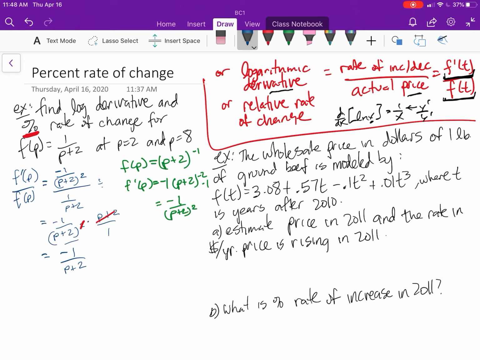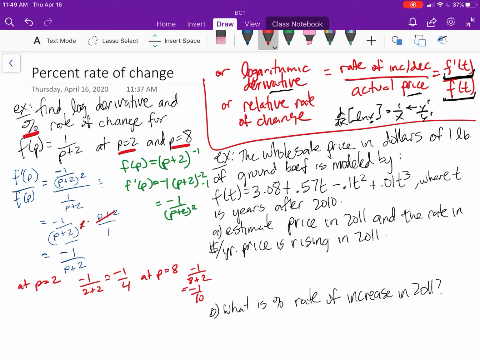Then part 2, at p equals 2 and p equals 8. So at p equals 2, we'll just do it in red. At p equals 2, we get negative 1 over 2 plus 2, right? So we get negative 1/4. At p equals 8, same thing, except substitute 8. So 8 plus 2, so we get negative 1/10.